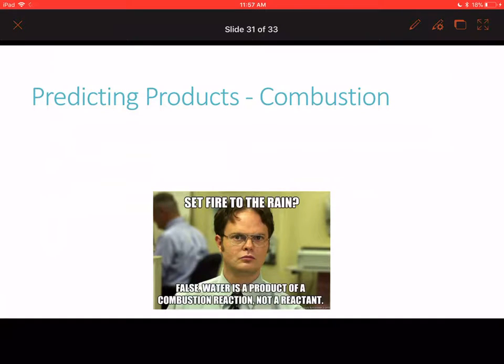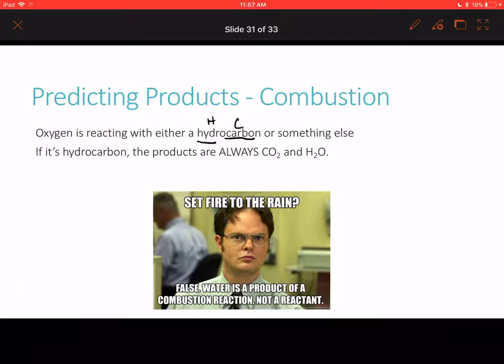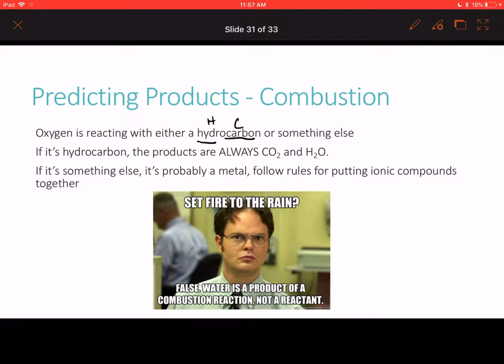So how do we predict our products for combustion reactions? You're going to see oxygen reacting with either a hydrocarbon or something else. A hydrocarbon is something with carbon and hydrogen in it, hydro referring to the hydrogen, carbon referring to carbon. If the fuel source is a hydrocarbon, the products are always going to be carbon dioxide and water. If it's something else, it's probably going to be a metal, and then we're going to follow the rules for putting ionic compounds together.